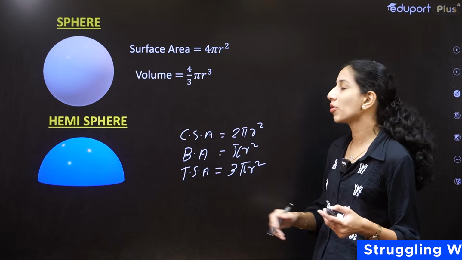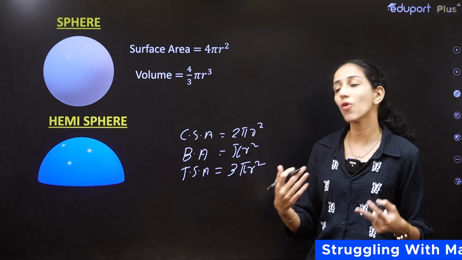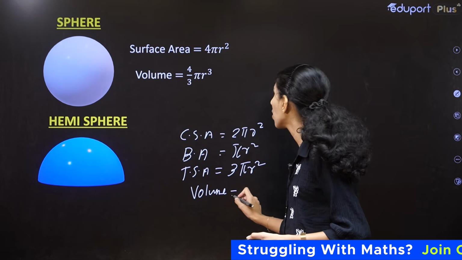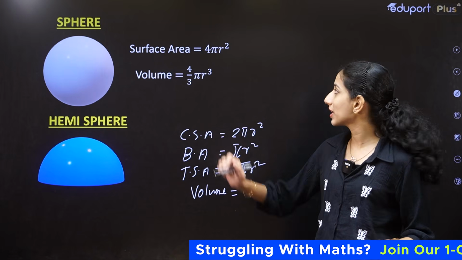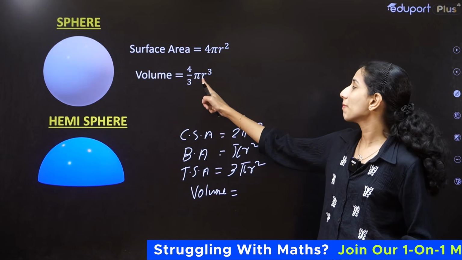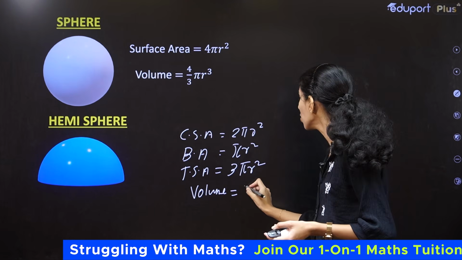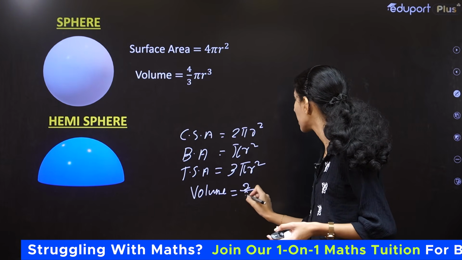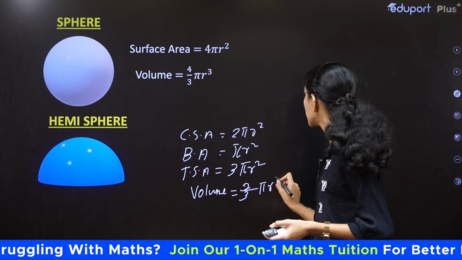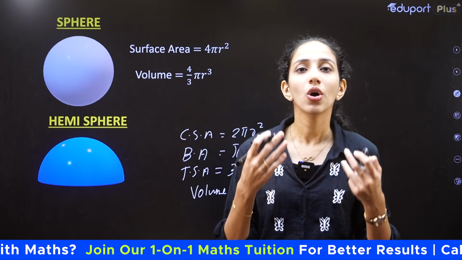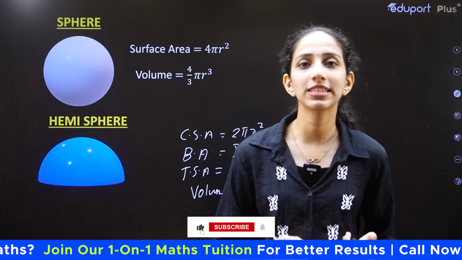Okay, then we are moving to consider our volume. Volume will be half that of the volume of a sphere. Then what will be the volume of a hemisphere? Volume of a sphere is 4 by 3 pi r cube. Then volume of a hemisphere is equal to half of the volume of the sphere, that is 2 by 3 pi r cube. So these are the very important formulas we want to know while we are discussing the problems.